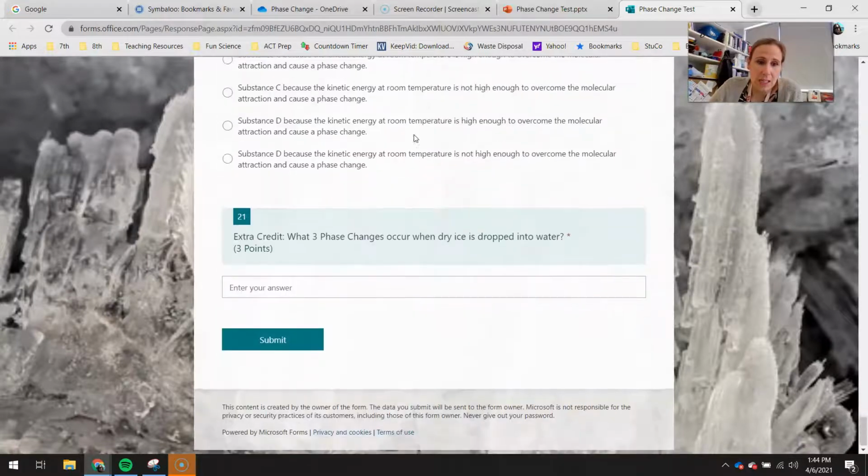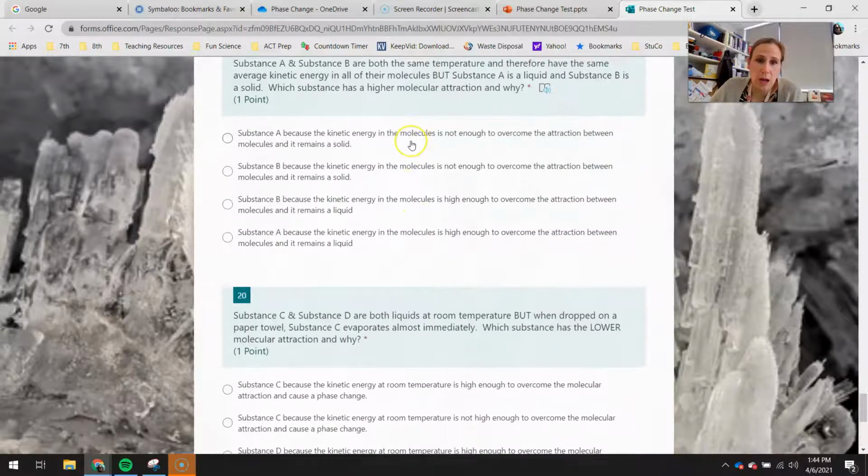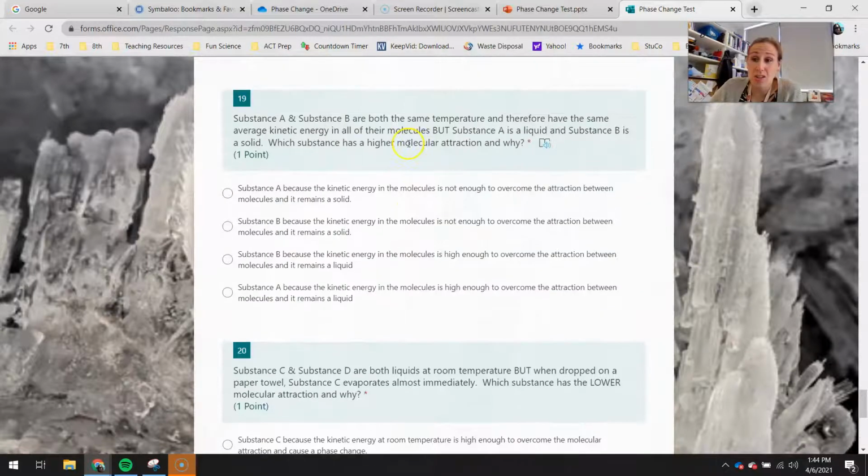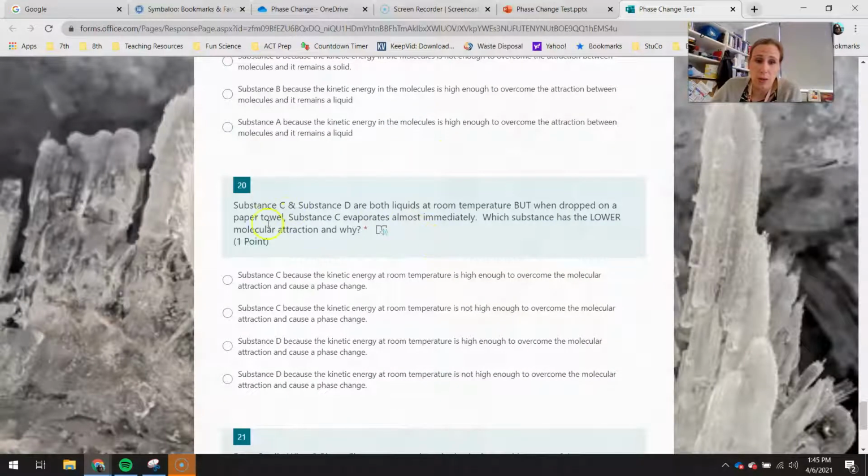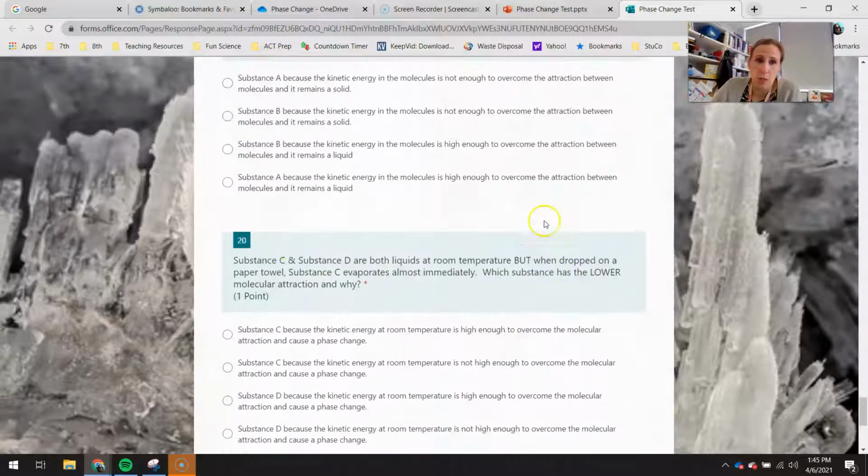Okay, and then 19 and 20 all revolve around molecular attraction. So you guys are looking at 2 substances. There's a description of the substances, and you guys are going to choose which substance either has the greater or lesser molecular attraction. In the case of 19, you're looking for the higher molecular attraction and why, and for 20, you're looking for the lower molecular attraction and why.